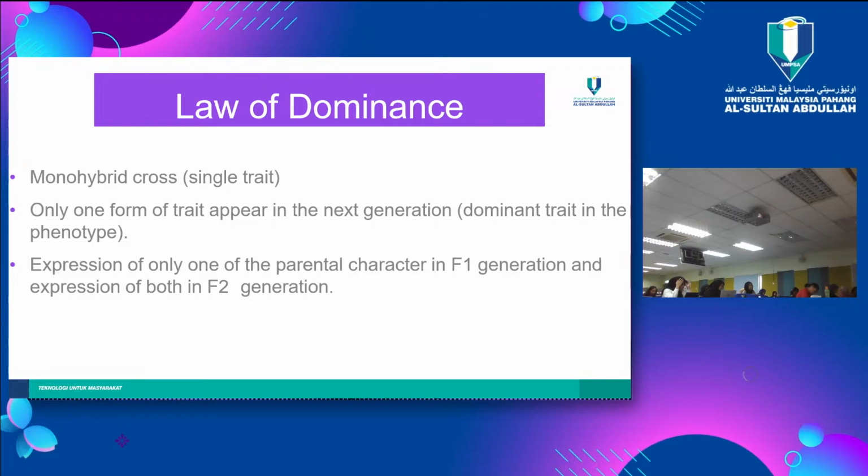So in the law of segregation, we learn about the dominance. From that monohybrid cross, we know that only one form of the trait appears in the next generation. So we see that the dominant is going to show the phenotype of that dominance, even though there's a recessive, so that's going to be masked off because of the dominant alleles.